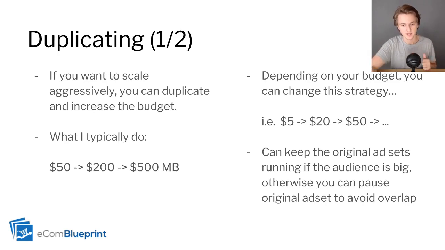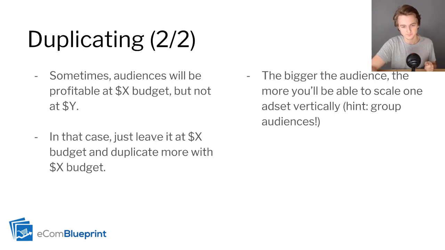So you really have to decide what you're trying to achieve here. Just another important detail about the duplication scaling method. Sometimes your audiences will be profitable at an X budget, but not at Y. For example, if you're testing audiences at $50 and you have an audience that's super profitable at a $50 budget, but then when you try to duplicate it to $200, it stops working. It stopped being profitable. In that case, just leave it at X. So, with that example, just leave the audience at $50.